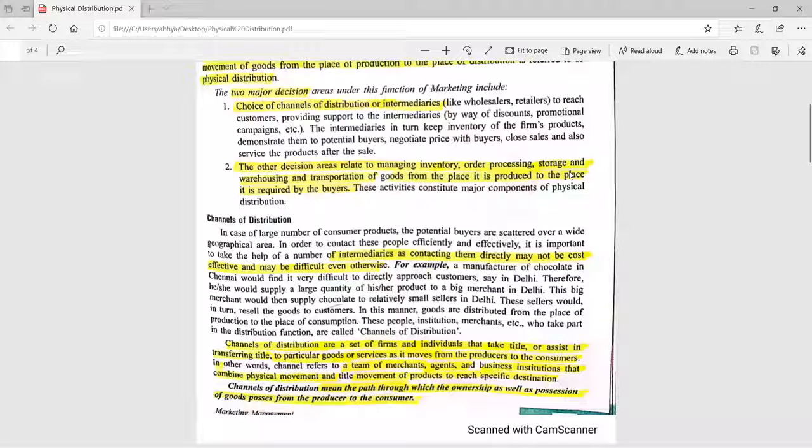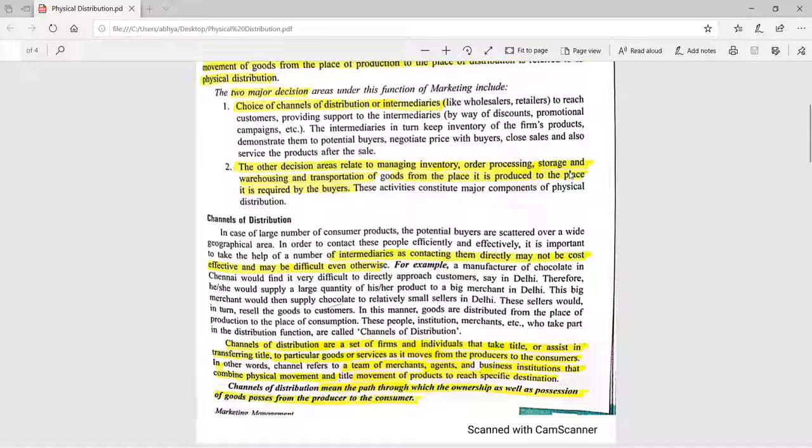It means they are helping to transfer the title. Transferring the title means they will be selling the goods to the final consumer. Transferring title here means ownership will be transferred. Earlier the goods were of the manufacturer, then the goods were of the wholesaler, then who was the owner of the goods? Retailer, then finally the consumer has become the owner of the goods. This is known as transferring the title to particular goods or services as it moves from the producer to the consumers. Or we can say it in a very easy language that channels of distribution means a path or a set of intermediaries, a path through which the goods move from the place of producer to the place of consumers. So you can make your own definition also.